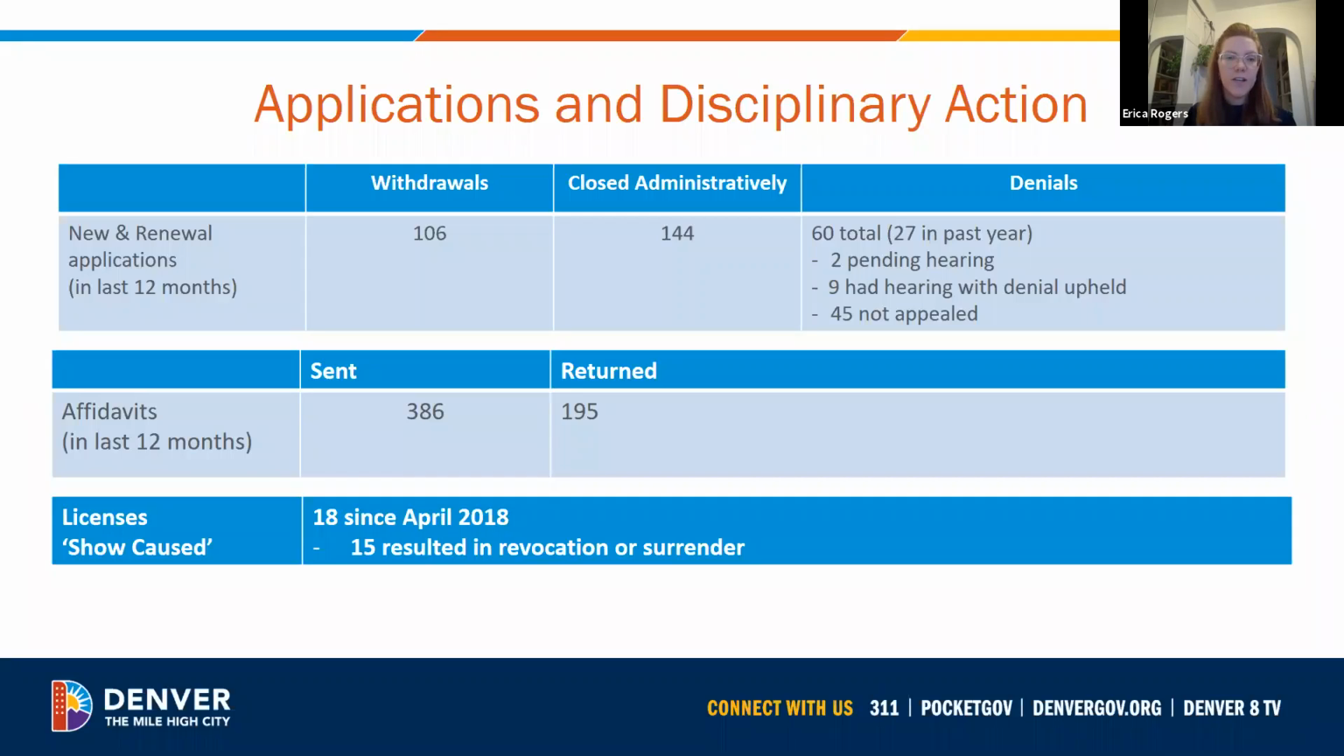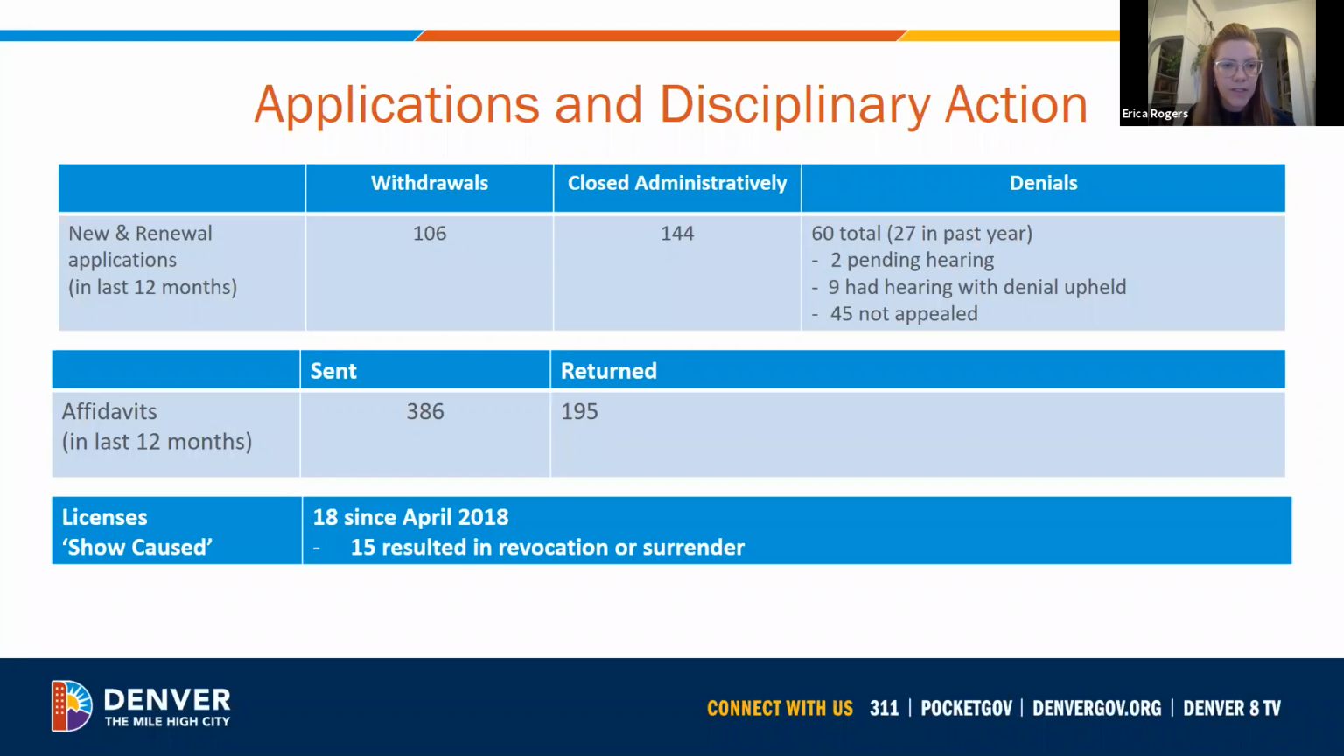So in the past year, we've had 106 application withdrawals. We have closed 144 administratively, and we have had 27 denials in the past year, with a total of 60 since we've started tracking this, almost a year and a half, 2 years ago, something like that. Of those 60, 2 are pending hearing, 9 had a hearing with the denial upheld, and 45 were not appealed.